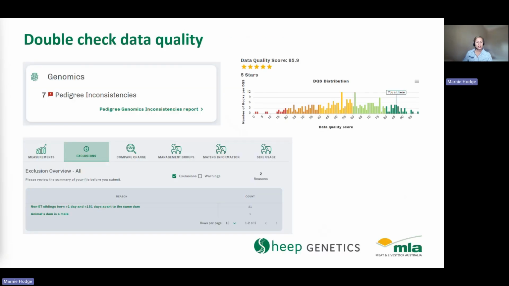Another thing that's really important to have a look at before you're actually starting your MateCell run is your data quality. So jump online, have a look at whether you've got any exclusions that you need to fix up, any genomic pedigree inconsistencies, because MateCell obviously runs on looking at relationships between animals. So if there's lots of pedigree inconsistencies, you need to fix those up. Have a look at your data quality score and whether there's any simple things that you could fix, or exclusions, before actually running MateCell as well.